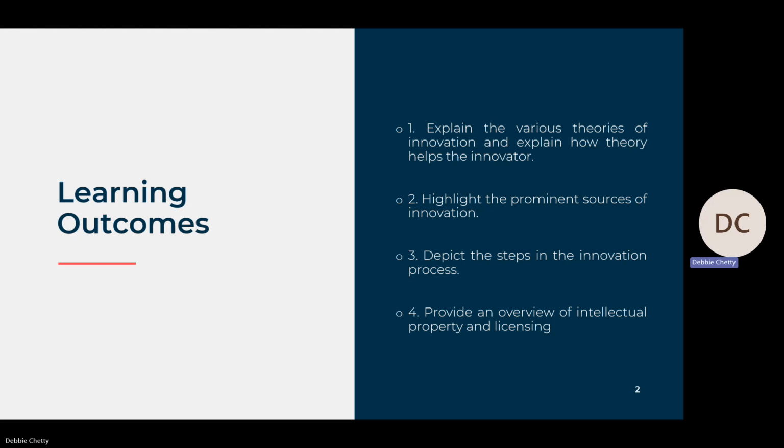Your learning outcomes are as follows. First, you need to explain the various theories of innovation and explain how theory helps the innovator. We also need to highlight the prominent sources of innovation. You need to then depict the steps in the innovation process and provide an overview of intellectual property and licensing. So for Unit 2, these are the learning outcomes that you need to focus on.